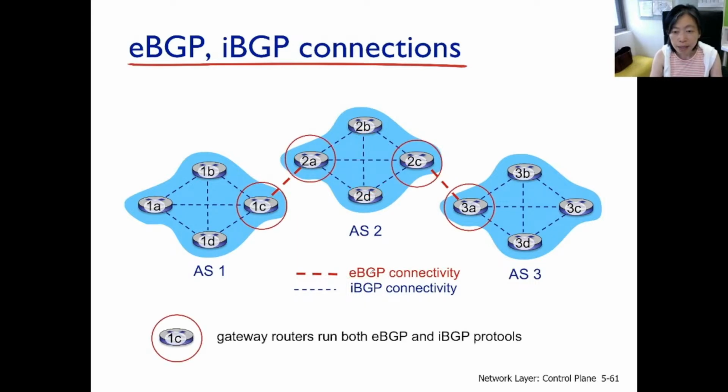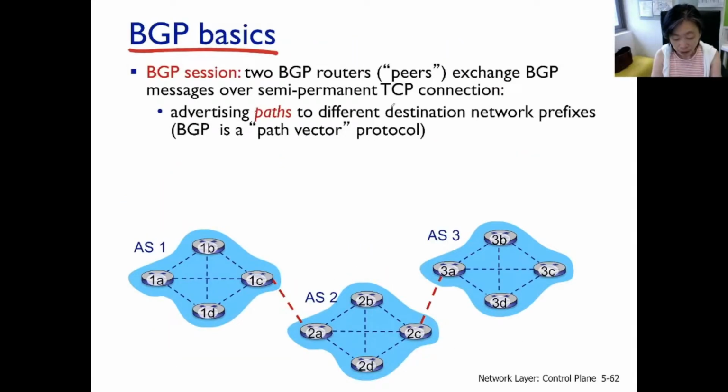So once again, these are gateway routers, and you see the gateway routers having both the red connections and the blue connections. They run both the eBGP part of the protocol as well as the iBGP part of the BGP protocol. Those BGP connections are often referred to as the BGP sessions. So these routers will exchange messages over semi-permanent connections. The reason that they're called sessions is probably because they're semi-permanent, so it's on all the time, and occasionally you take it down and then restart it. Okay, so semi-permanent TCP connections.